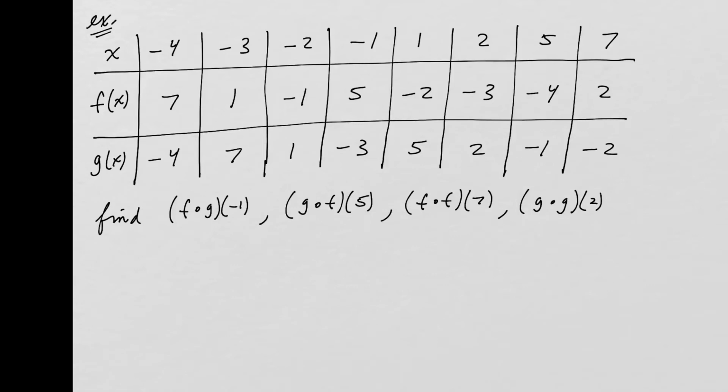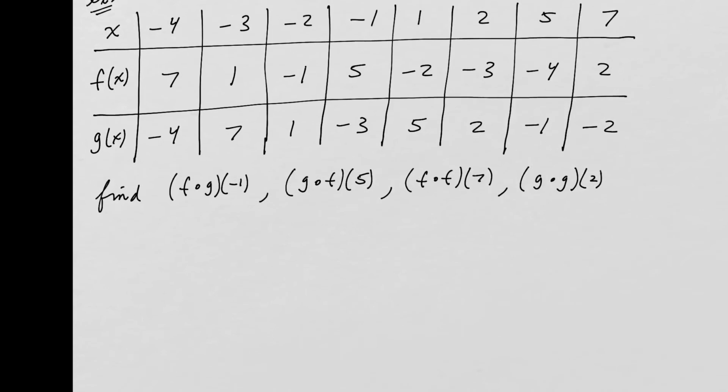Okay, so I have a table where my input values are the first row, so the x values are my input values. Then I have the function f, which is the second row, and the function g is the last row, right? And those are my output values for each of those particular input values of x. And I want to find f of g at -1, g of f evaluated at 5, f of f evaluated at 7, and g of g evaluated at 2.